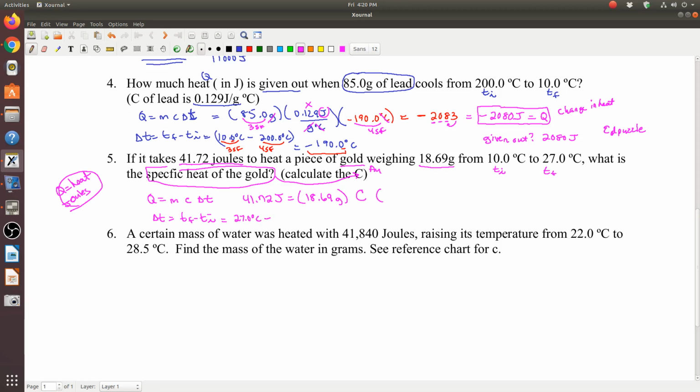27.0 degrees Celsius minus 10 degrees Celsius. So that should be 17.0 degrees Celsius, with 3 significant figures. So 17.0 degrees Celsius. And now I just multiply it through, or actually I solve for C.